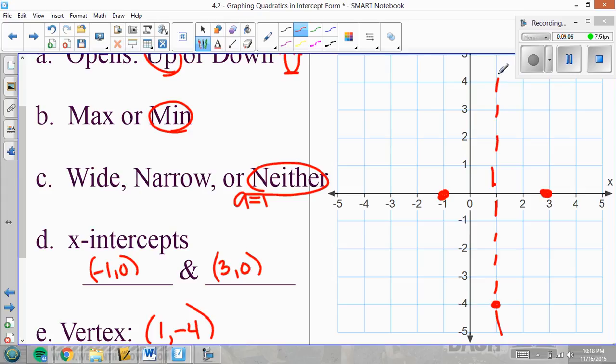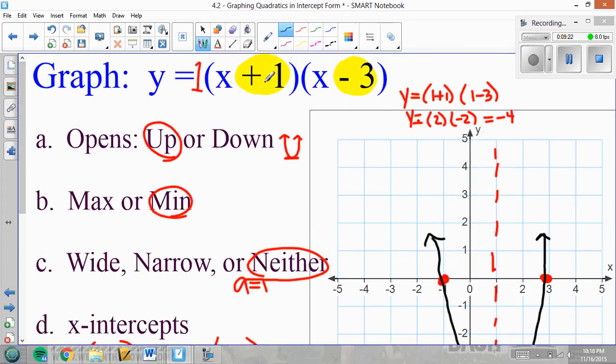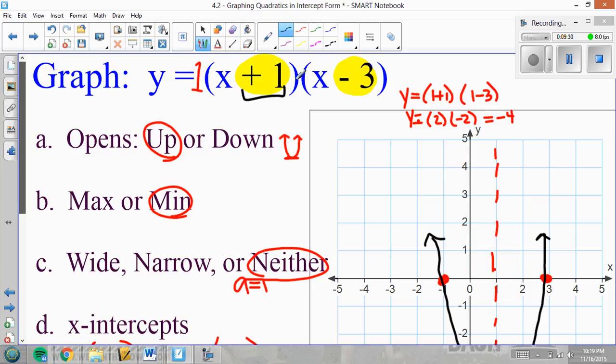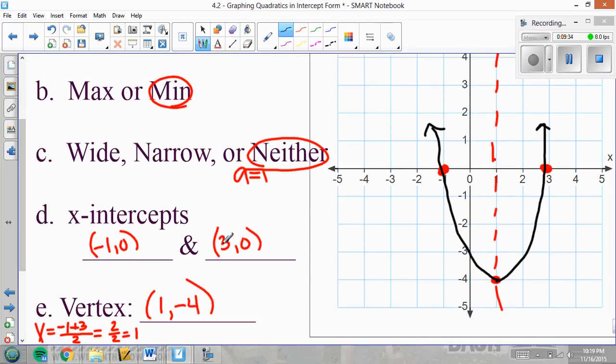And the only thing left to do now is to draw our nice parabola. So our nice U. And remember, you want to keep arrows on the end showing it is continuous. Okay, so one more time, to find our intercepts, all you do is take the opposite of the inside. So the opposite of plus 1, we know is minus 1. The opposite of negative 3 was positive 3.